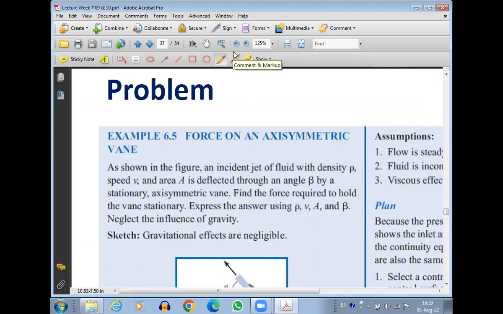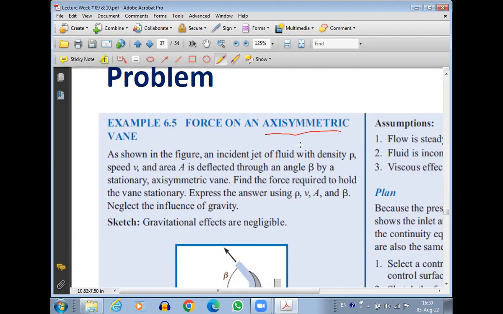Force on an axisymmetric vane. Do you know what axisymmetric is? Symmetry means similar, and axisymmetry means similar along the axis. Something in a circular pattern, such that if you take one section of the axis, it is the same throughout. That is axisymmetry.